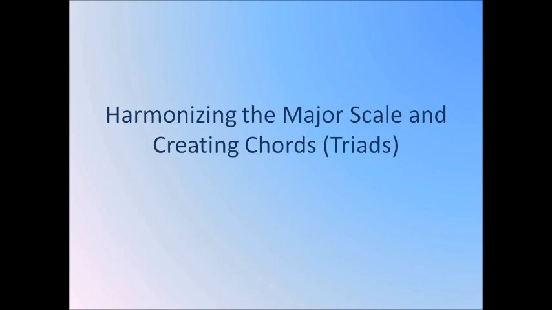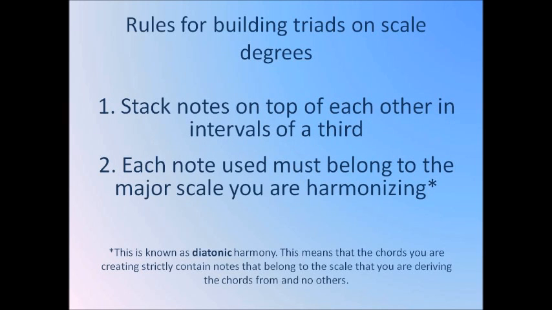The most basic form of chord and the building blocks of harmony is called the triad. It's relatively simple to create triads on each degree of the major scale, and this is called harmonizing the major scale, by following a couple of simple rules. Firstly, to build a triad, you just have to add or stack notes on top of each other in intervals of a third. And secondly, each note used to build the chord must be contained within the major scale.